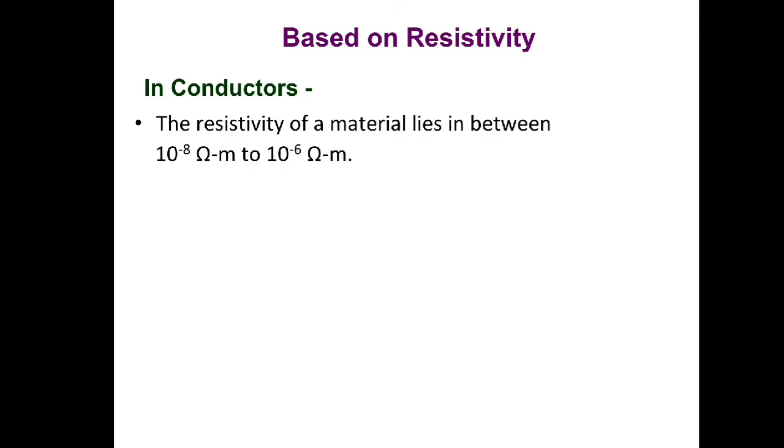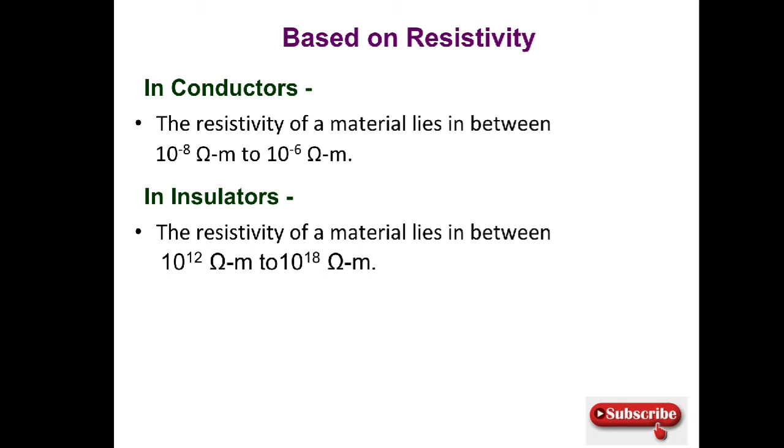Based on resistivity, in conductors, the resistivity of a material lies between 10 power minus 8 ohm meter to 10 power minus 6 ohm meter. They are treated as conductors, whose resistivity is very low, and therefore it allows more electrons to flow. In insulators, the resistivity of the material lies between 10 power 12 ohm meter to 10 power 18 ohm meter, and therefore it offers greater resistivity. Therefore, there is no flow of electrons. It is treated as an insulator.